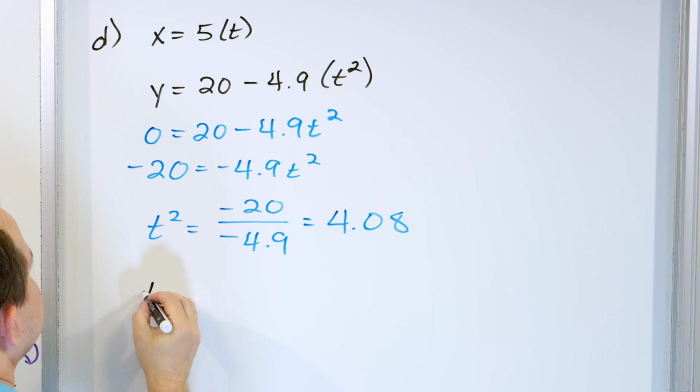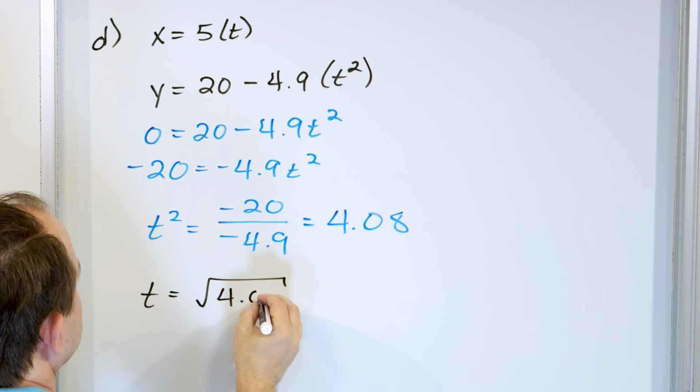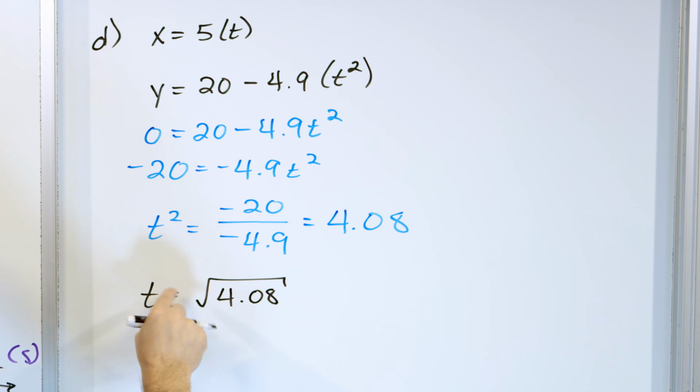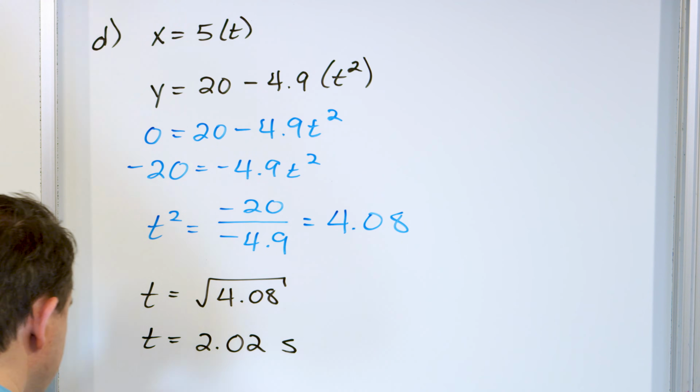So what we do then is we say that t is going to be equal to the square root of 4.08. Of course, when you take a square root, it's really a plus or minus, but you can't really have negative time, so we just take the positive square root here. And so t works out to be 2.02 seconds. So what does this mean?